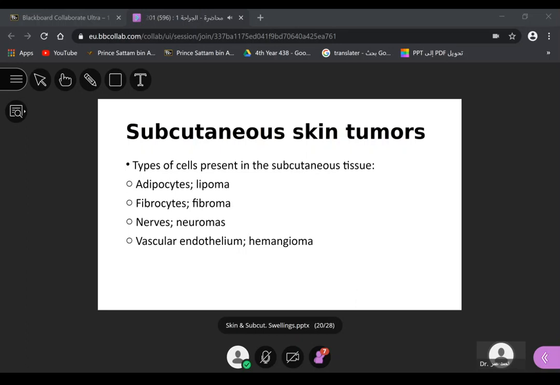Of course, these benign swellings occasionally can turn into malignant. So what do you call a lipoma which has turned into a malignant swelling? What do you call it? Liposarcoma. Liposarcoma and sarcoma and so on. Yes.